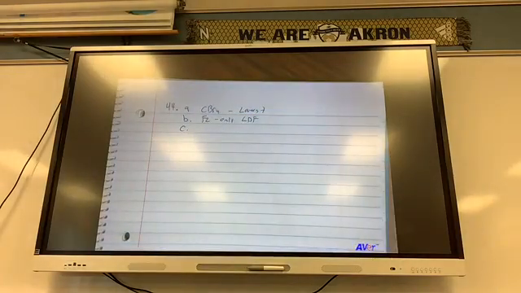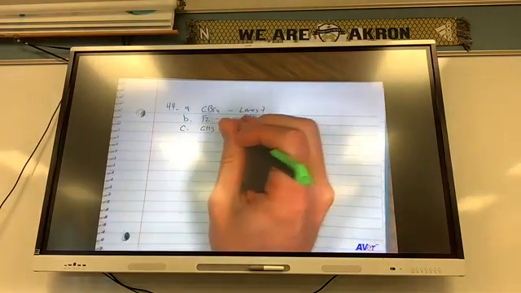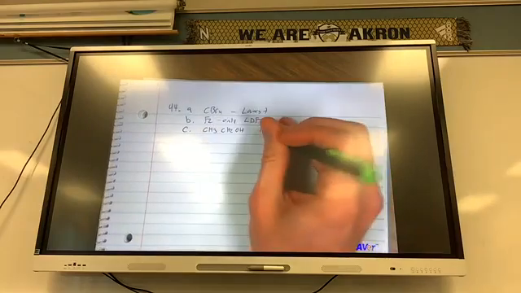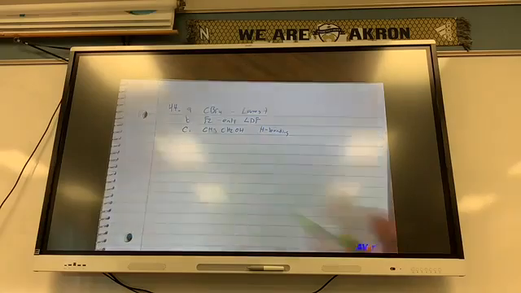Smallest vapor pressure. So the one that's going to have the strongest intermolecular forces. There's a hydrogen bond in the second one. It's the second one, CH3CH2OH, because of H bonding. That was C.